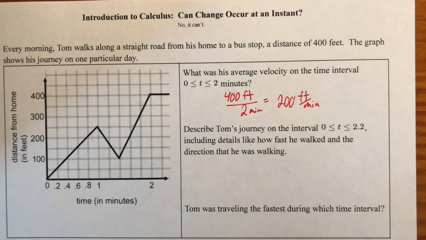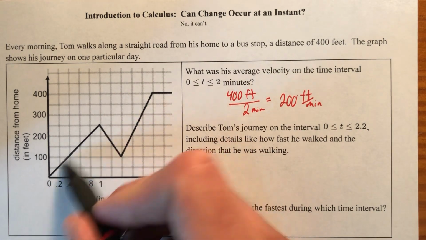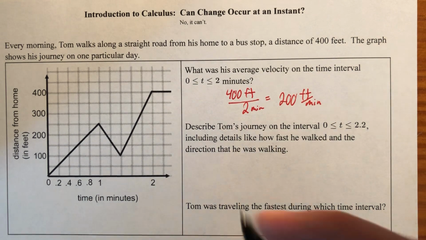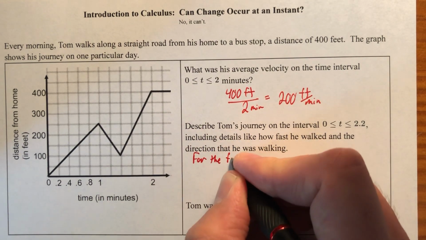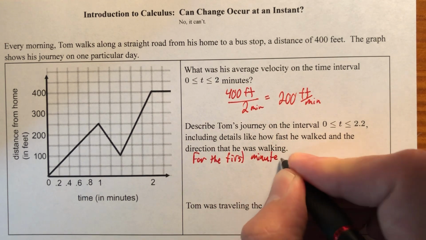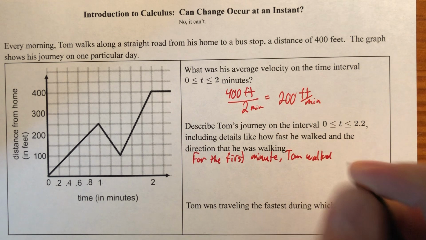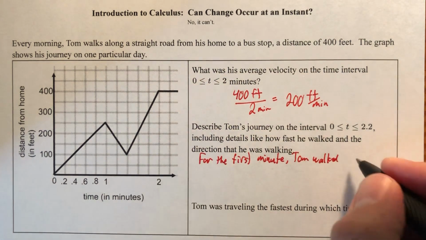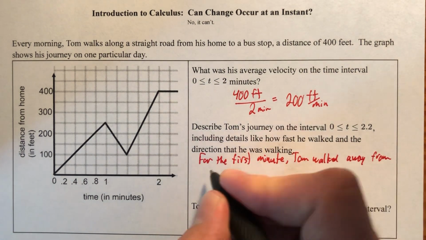Really quickly, just going to make some stuff up. So Tom is walking at this speed. I say this speed, and I'm referring to the slope. So for the first minute, Tom walked. Okay, which direction is he going? Well, he's going away from home. Away from home.